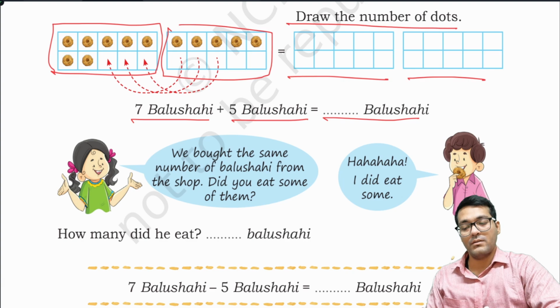Let's count. 7 here, after 7: 8, 9, 10, 11, 12. That means 12 Balushahi is here.